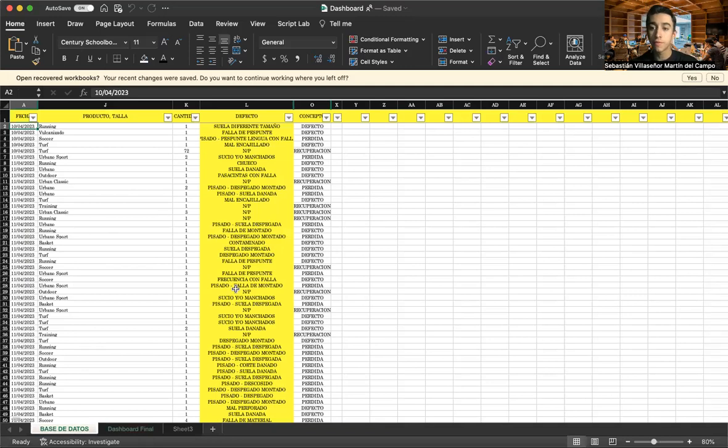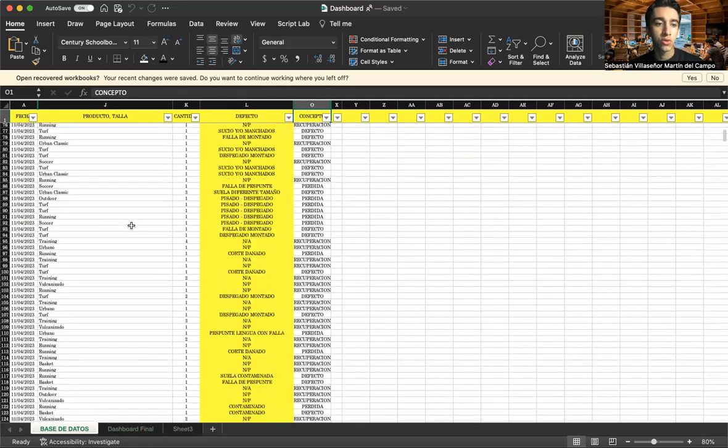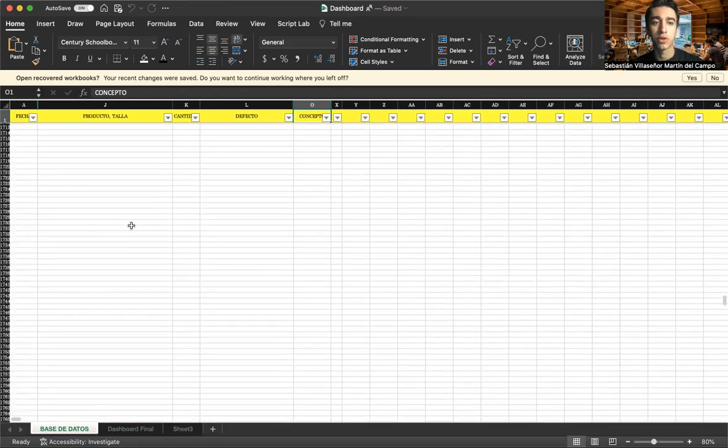To explain briefly the data set we used for the project, we have the returns to the warehouse that PIRMA had in the month of April. We can see here that it's filtered by date, product, quantity, defect, and concept. This gives us a clear vision as we can see almost 900 data points.